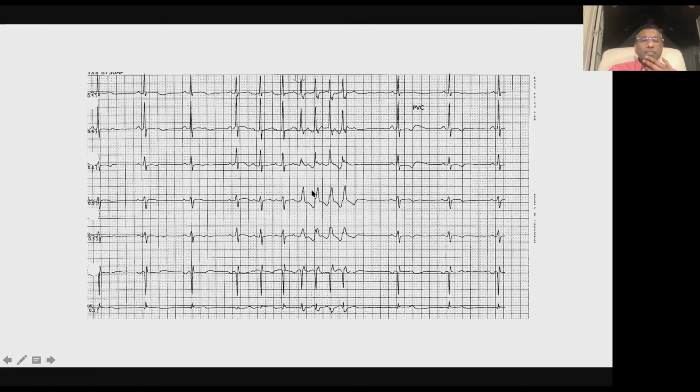The complex in, let's say this is V1, this would be an R prime. I think it's always tough when these things are smushed together like that, the R and the R prime. But this is probably an R prime. It could be almost a monophasic R wave there, I agree. So maybe VT, maybe SVT. Then you have to start digging for all the other clues.